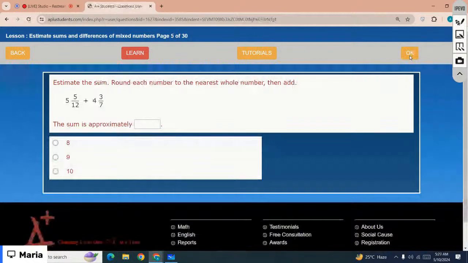Estimate the sum 5 whole 5 by 12 plus 4 whole 3 by 7. So which is the correct option? 5 by 12 is less than half, so it would be rounded off to 5. And 3 by 7 is also less than half, so it would be rounded off to 4. So the sum is 9. The correct option is 9.